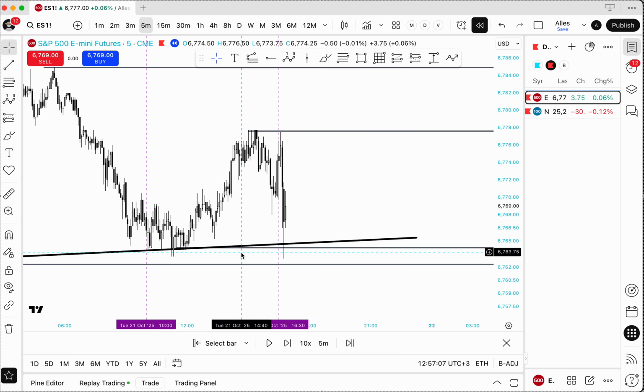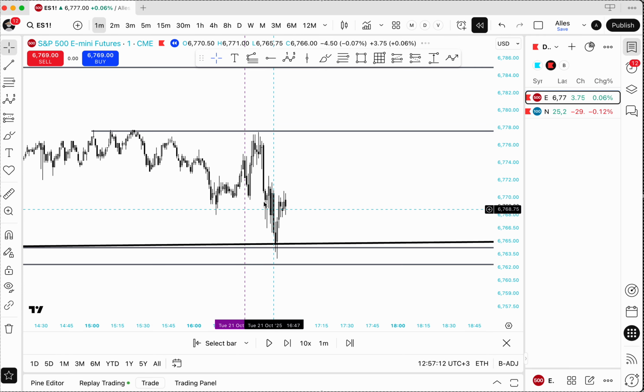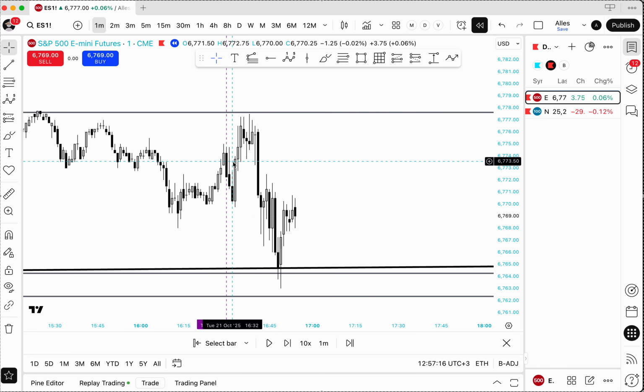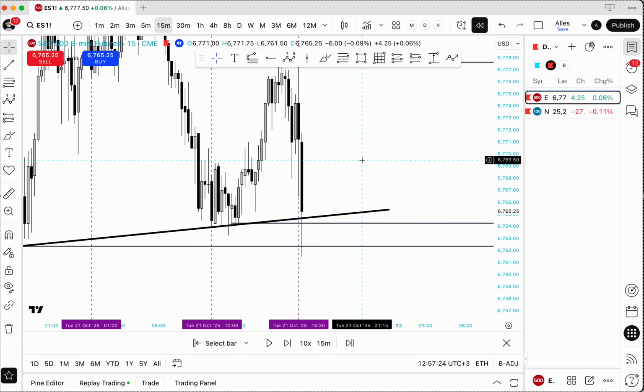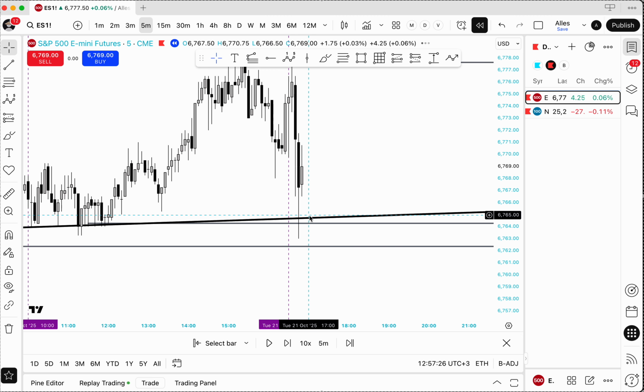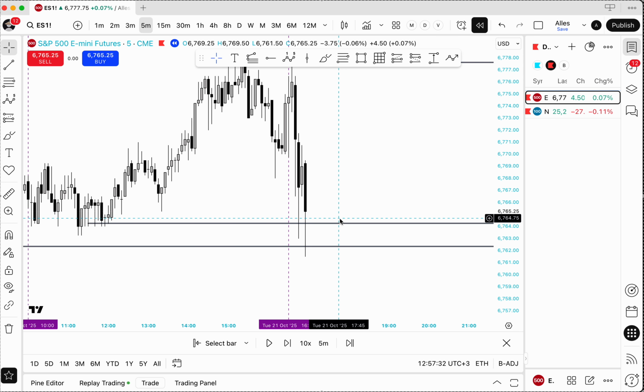Not really, because it's just a line, and we have no real confluence. We still have a downtrend right here. Not even on the 1 minute did we change the structure of this downtrend to an uptrend. We didn't even break structure. So we wait and we see the reaction of this imaginary line, and you see yourself, they lose.